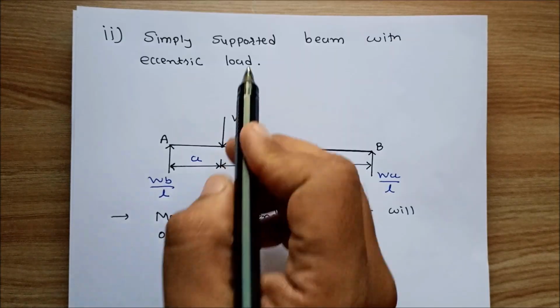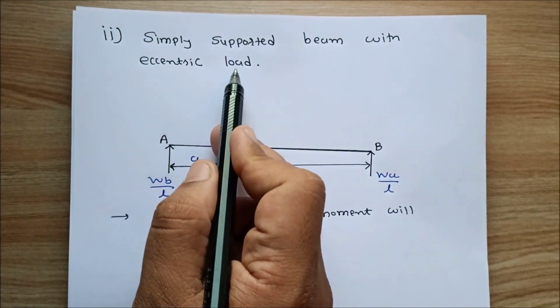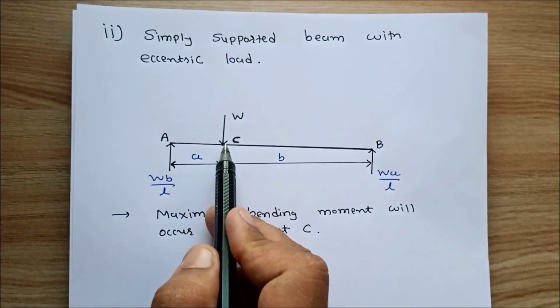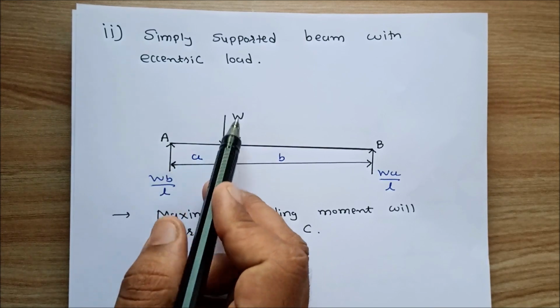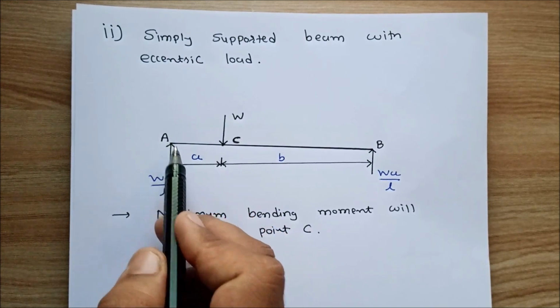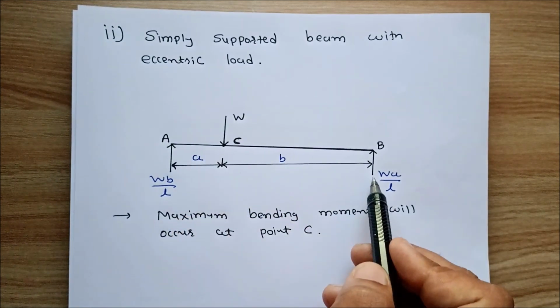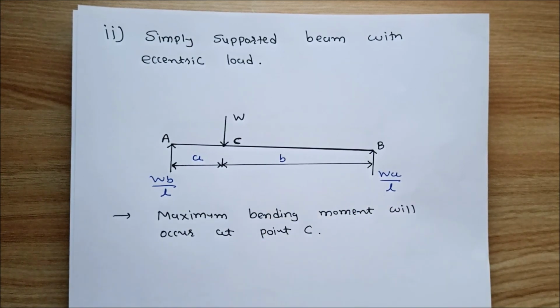Case number 2, simply supported beam with eccentric point load. So here point load is not acting at the center. Here point load is acting from left side support at a distance A and from right side support at a distance B.